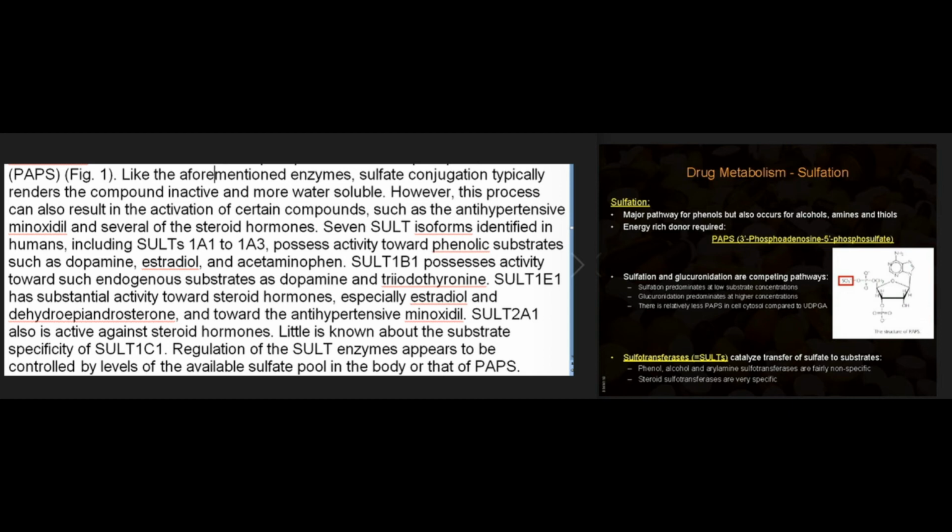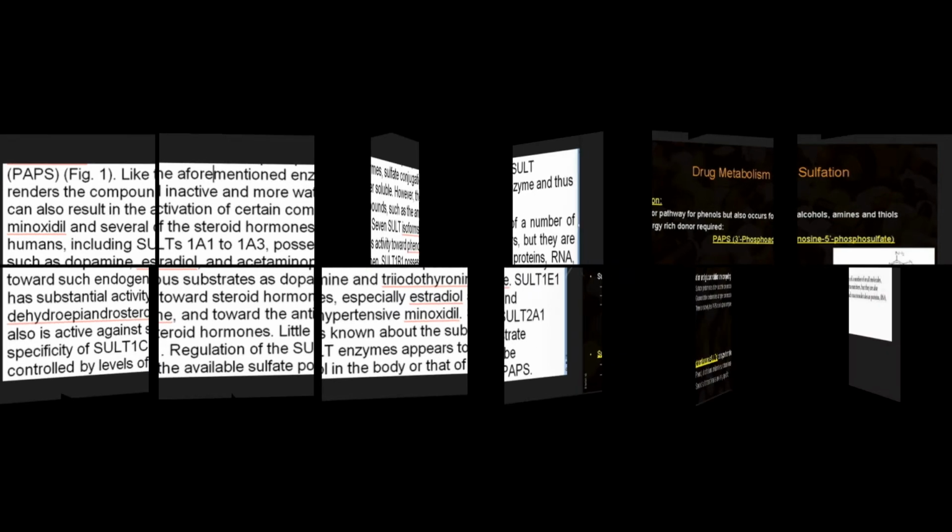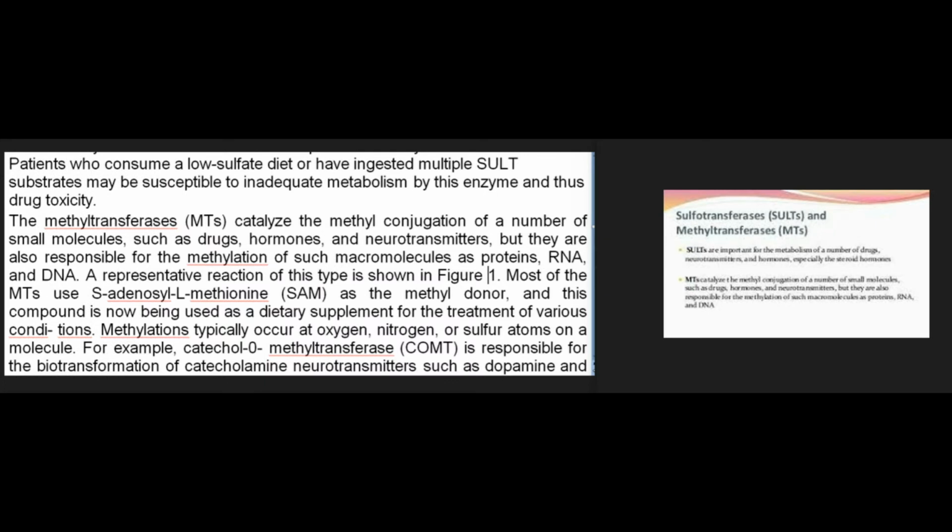SULT 1B1 possesses activity towards such endogenous substrates as dopamine and triiodothyronine. SULT 1E1 has substantial activity towards steroid hormones, especially estradiol and dehydroepiandrosterone, and toward the antihypertensive minoxidil. SULT 2A1 also is active against steroid hormones. Little is known about the substrate specificity of SULT 1C1. Regulation of the SULT enzymes appears to be controlled by levels of the available sulfate pool in the body or that of PAPS. Patients who consume a low-sulfate diet or have ingested multiple SULT substrates may be susceptible to inadequate metabolism by this enzyme and thus drug toxicity.